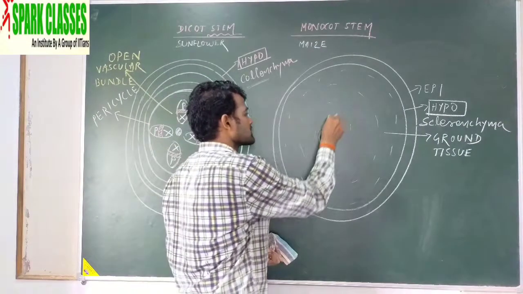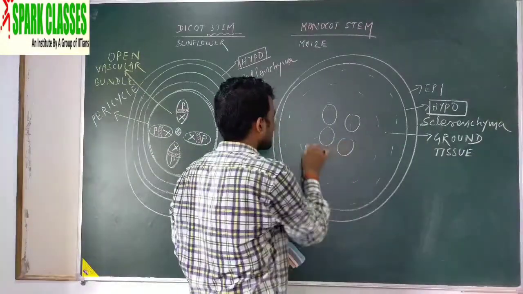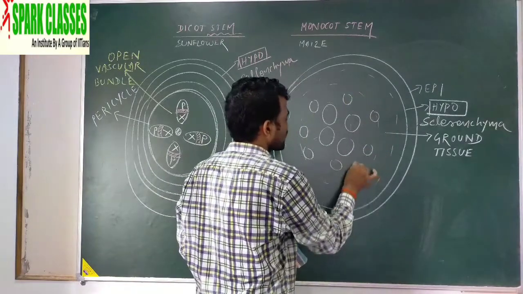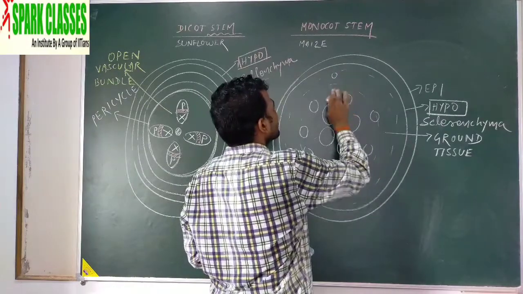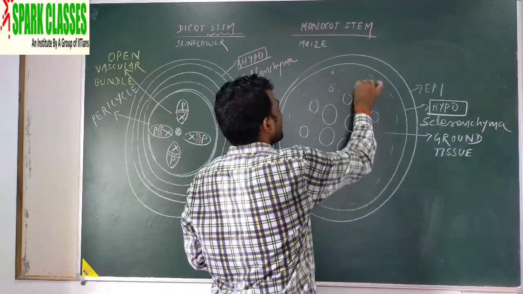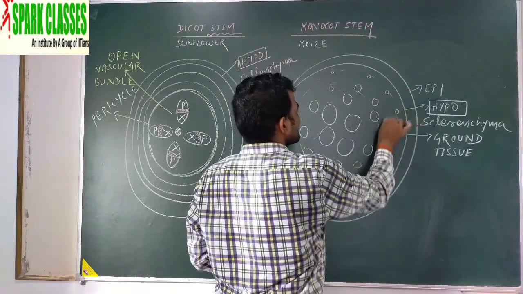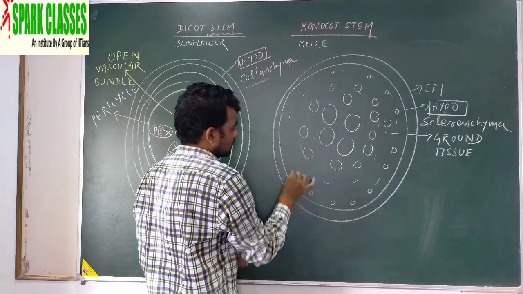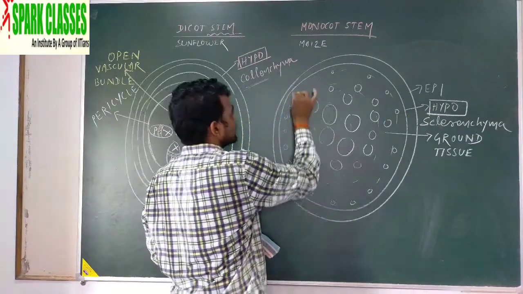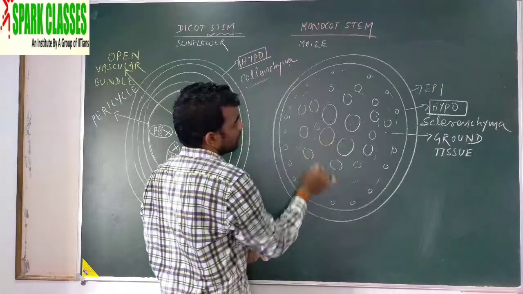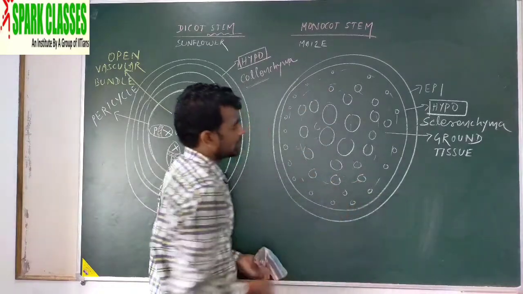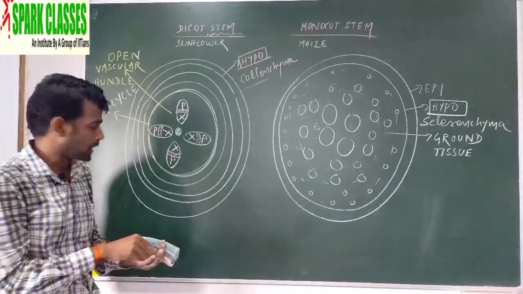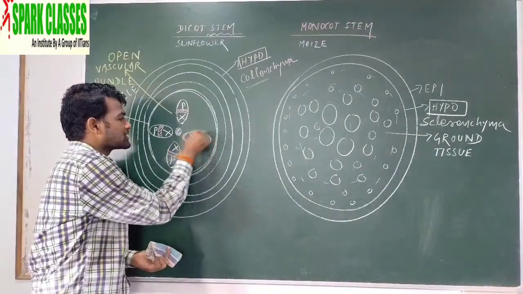Let me show you the bundles: xylem, phloem, xylem. These are the xylem and phloem bundles, and you can find these bundles are scattered here. So clearly look at the diagram. These are the xylem and phloem bundles. And just like here, xylem and phloem are included in a single bundle.